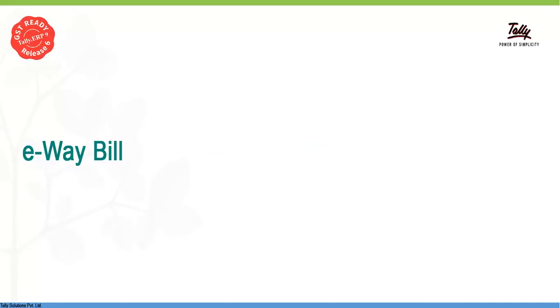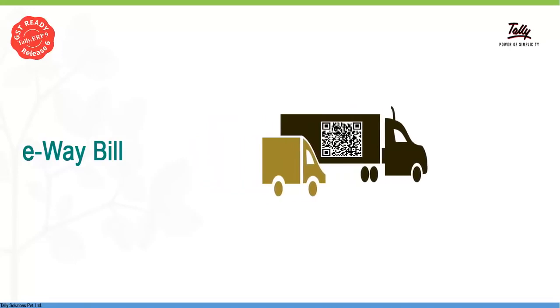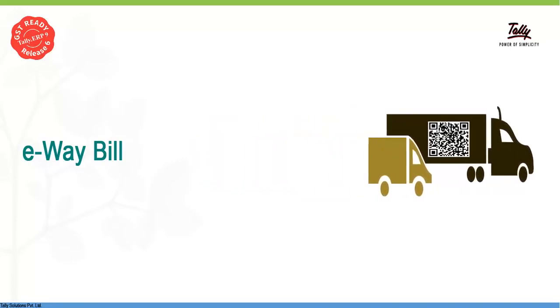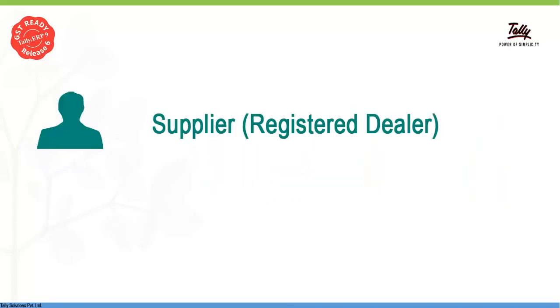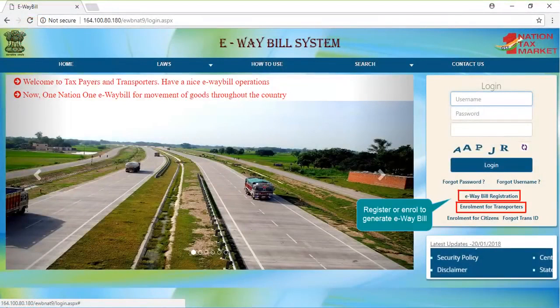GSTN has introduced e-way bill to regulate supplies with a value above Rs 50,000. As per this rule, the e-way bill number or the e-way bill copy should accompany the invoice for such supplies. The registered dealer or the transporter supplying the goods can generate the e-way bill number using the e-way bill portal.